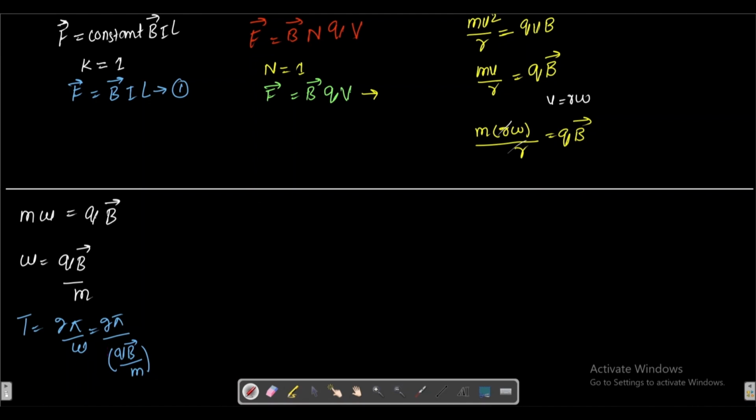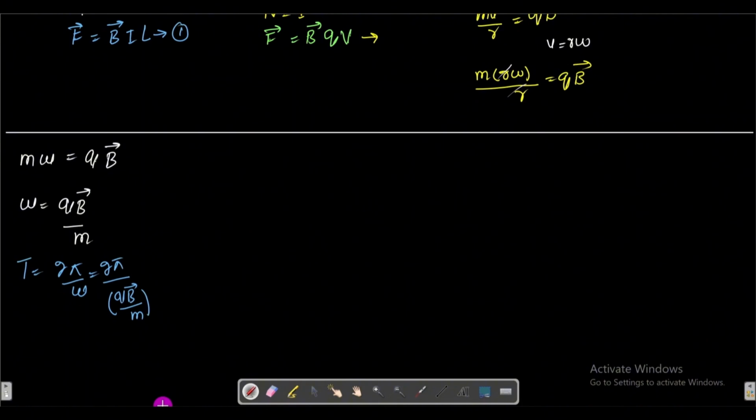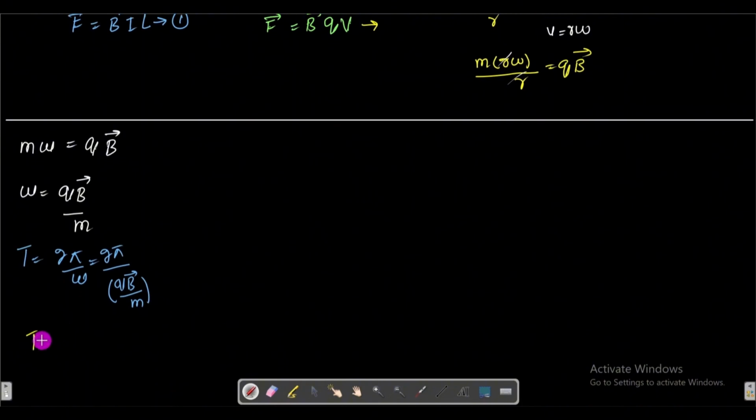So here it becomes T is equal to 2 pi, and this m will be multiplied with that and divided by q and the magnetic induction. So this is the relation for the time period of the motion of the free electron in the external magnetic field.